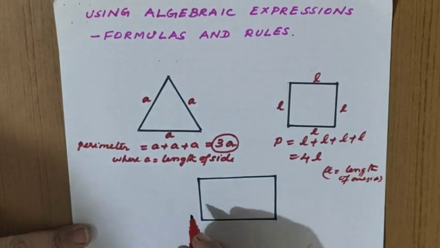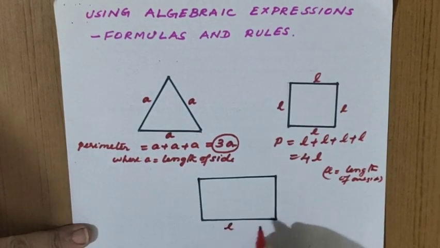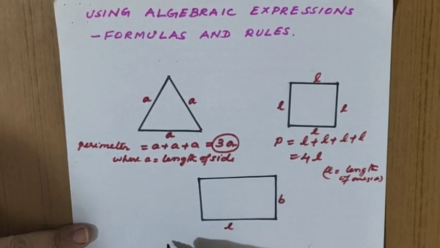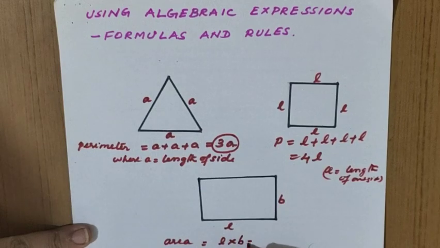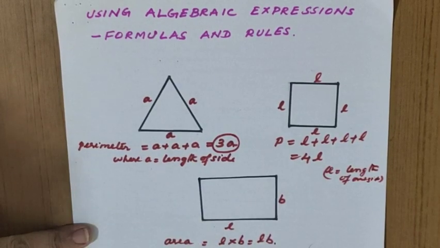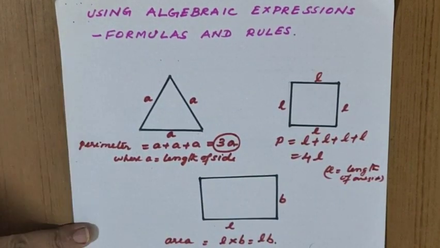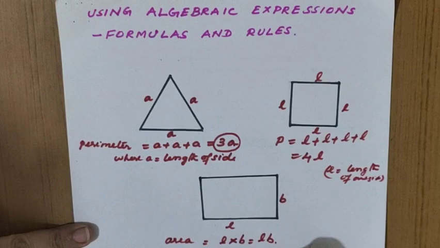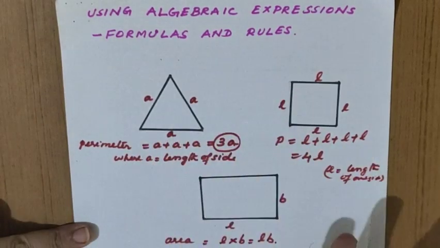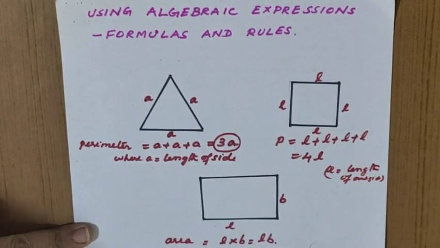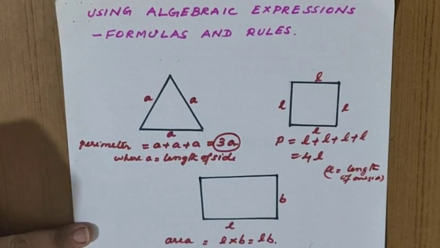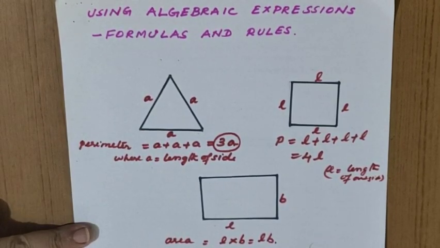Now we'll go for a rectangle. Let L be the length and B be the breadth. So what is its area? We can write area equals L into B, or we can write LB. Even in the case of the square we can write area equals L square only. Like that we can form the formulas. So with the formula we are able to find the respective perimeter or the area. So in what way do algebraic expressions help here?